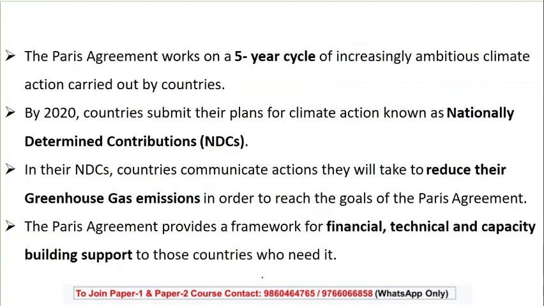Then it is a 5-year cycle. By 2020, countries submit their plans for climate action, known as nationally determined contributions, by every country. It will definitely see to the reduction of greenhouse emissions. And it also provides a framework for financial, technical, and capacity building support to those countries who need it.